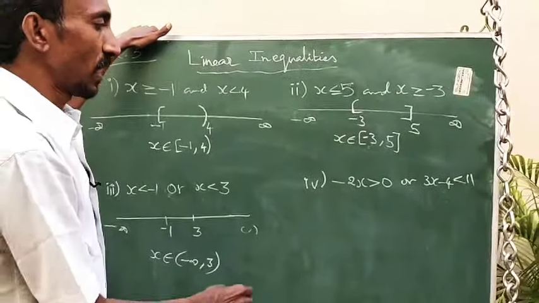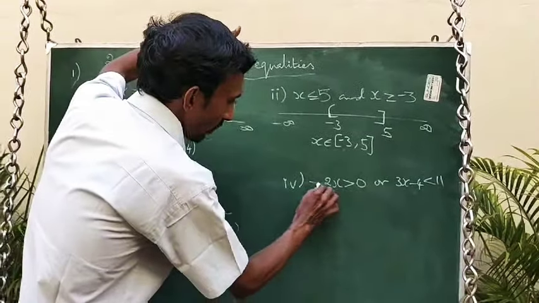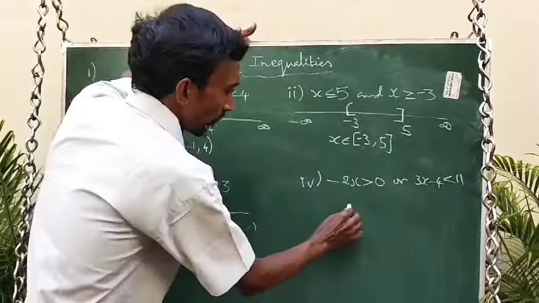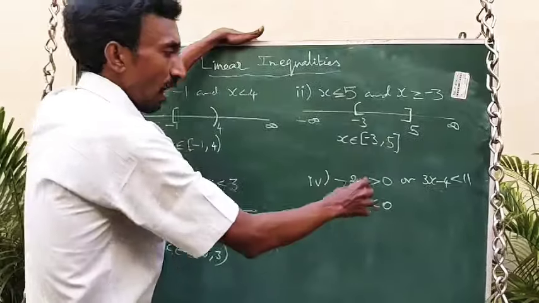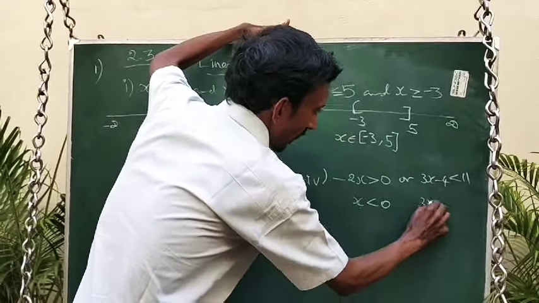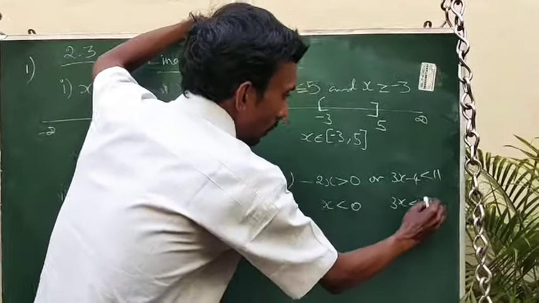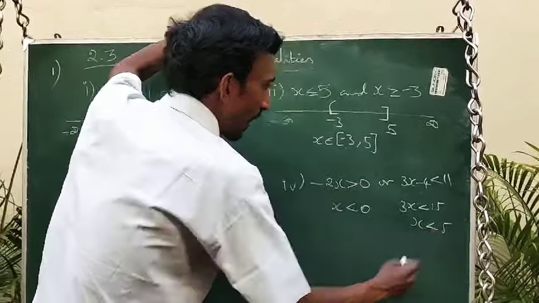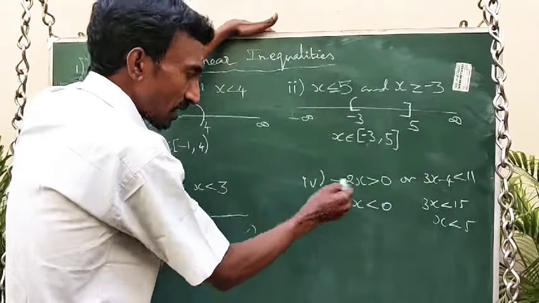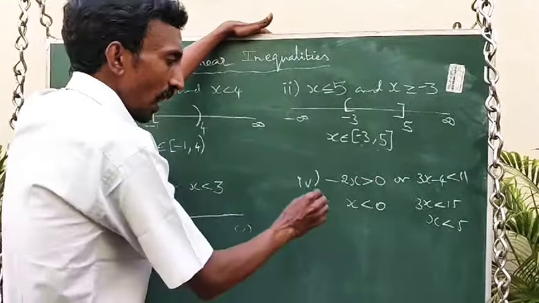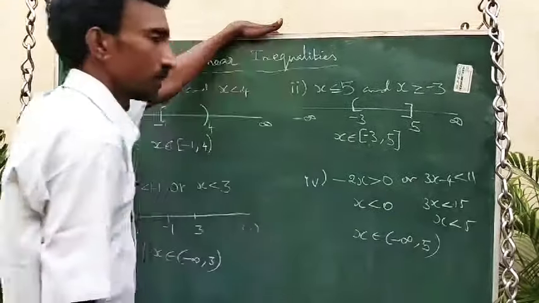Look at the fourth subdivision. Minus 2x greater than 0. That implies, if we divide by minus 2, we get x less than 0. And 'or' the second one, 3x minus 4 less than 11. So 3x less than 4 plus 11, that is 15, so x less than 5. Again it is an 'or' condition. Less than 0 means minus infinity to 0, less than 5 means minus infinity to 5. So we can take minus infinity to 5.